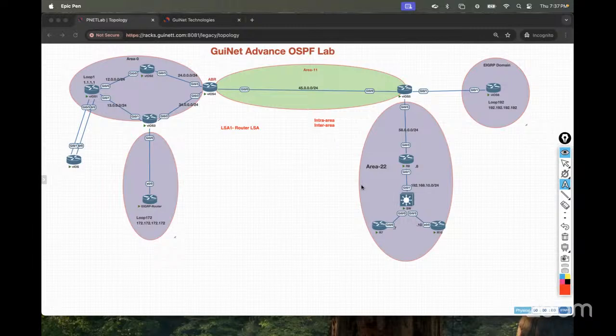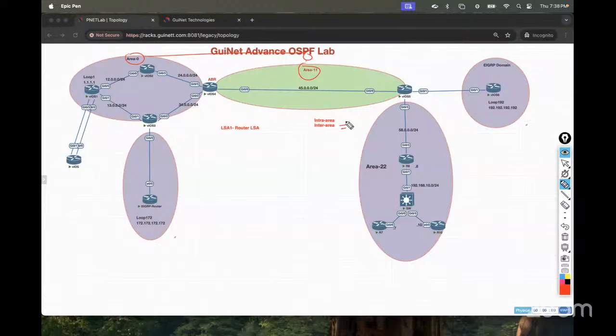Inter area means, let's suppose I'm going to communicate from this area to this area. You can see this is area number 0 and this is area number 11. So this becomes inter area, meaning you have two different areas and you want to make communication between those two areas. I hope you guys understand. So that's inter area.